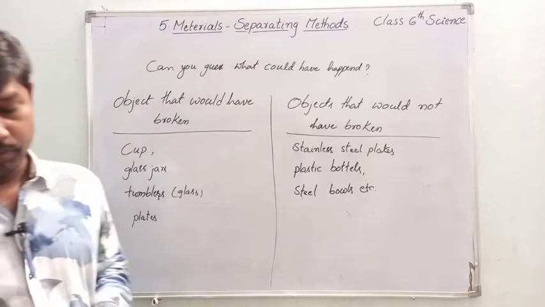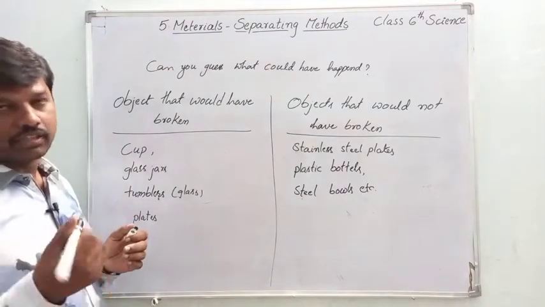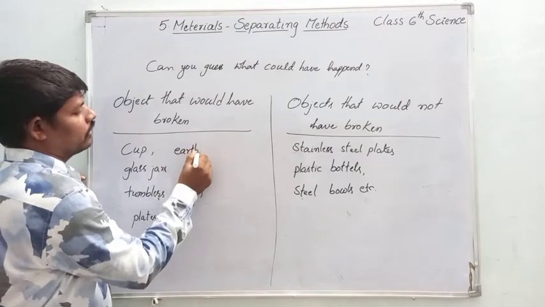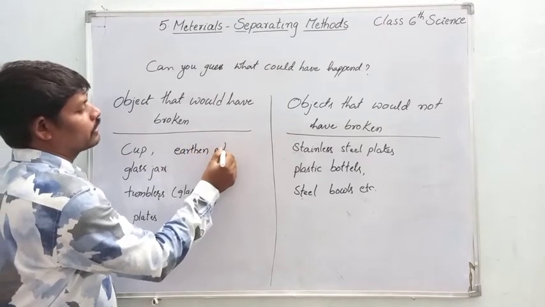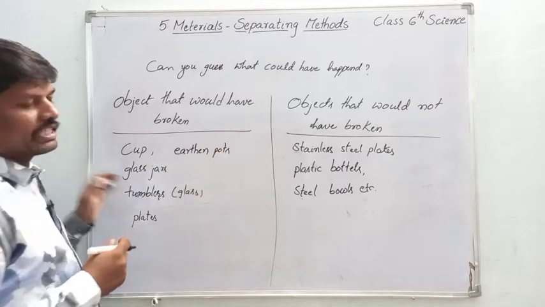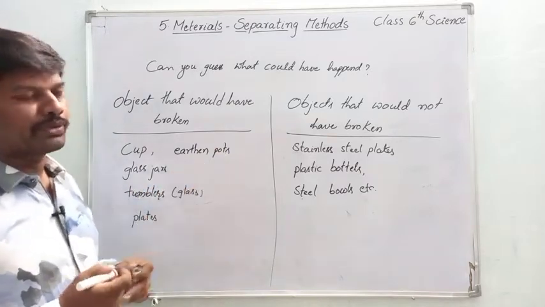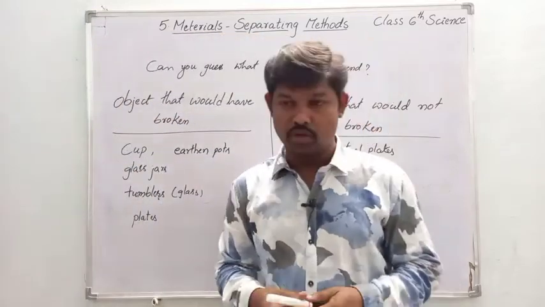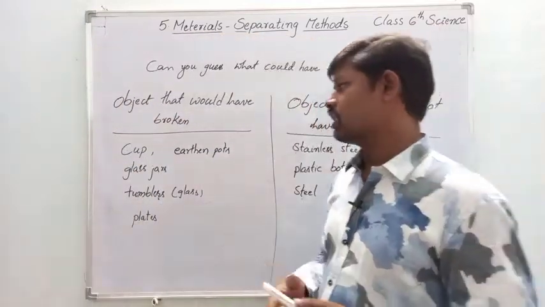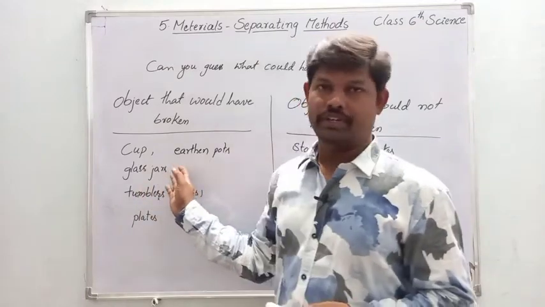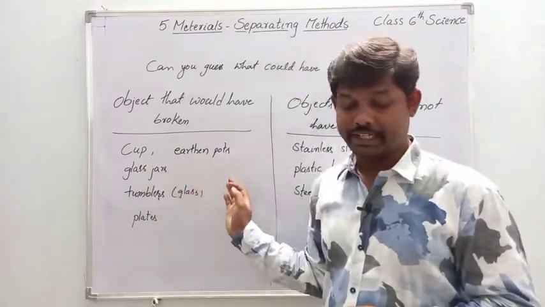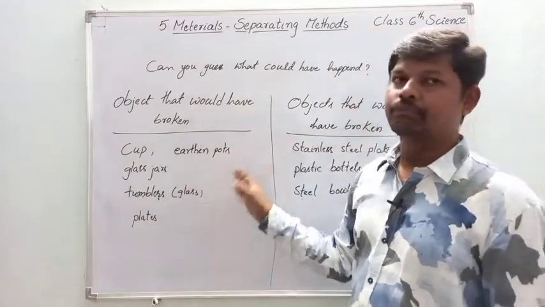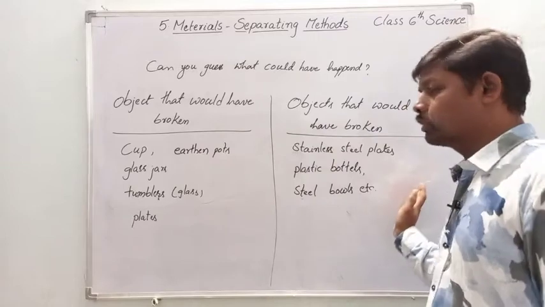Okay, saucer, porcelain things, earthen pots if there are any. Earthen pots, that means matti kondal if there are any. Porcelain cups, you can also add porcelain cups. Glass bottles also you can add, glass jars you have written, glass bottles also you can write here. So these objects would have broken, these objects would not have broken.